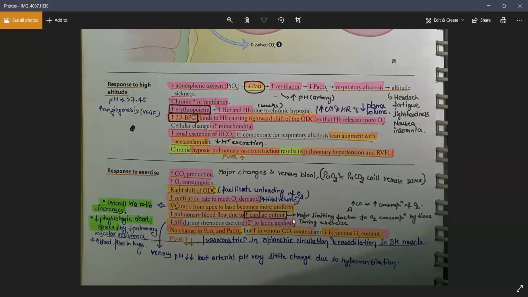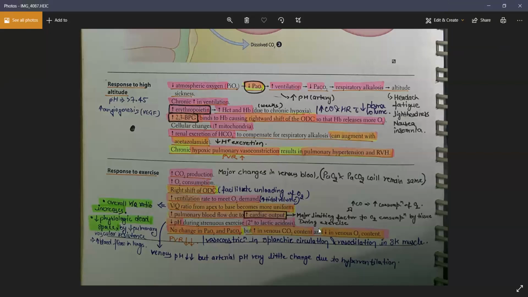Please note that this acid is released in the veins only, and as a result, the major changes in terms of your acidity and your CO2 will be seen in the veins, not in the arteries. So the venous pH will be decreasing, but the artery pH will remain constant. Similarly, the artery CO2 will remain constant, but the venous CO2 will be increased. So remember that also. No change in the PaO2 or PaCO2, but the venous CO2 concentration will be increased.